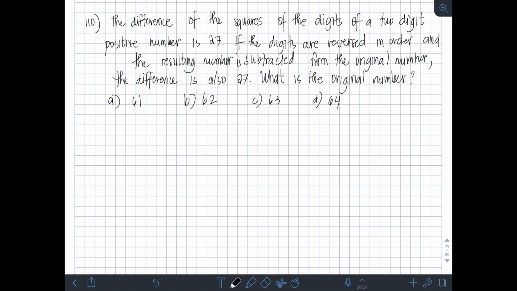Okay? Next, we have the difference of the squares of the digits of a 2-digit positive number is 27. If the digits are reversed in order and the resulting number is subtracted from the original number, the difference is also 27. What is the original number?